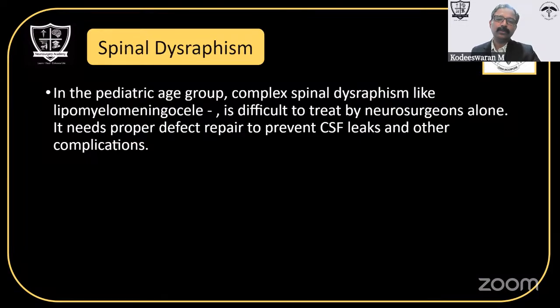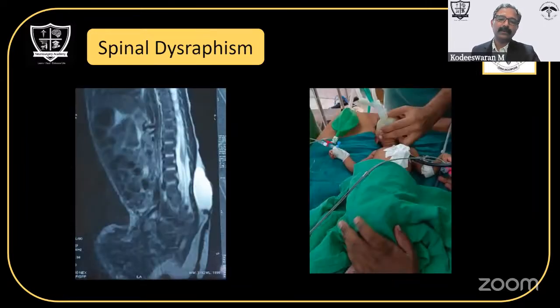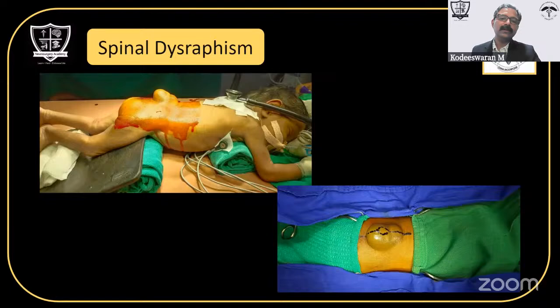In the pediatric age group, spinal dysraphism with lipomyelomeningocele is very difficult to treat with the neurosurgical team alone. So it needs proper planning in the pre-surgical time itself. We have to plan properly for the flap cover. Once you remove the lipomyelomeningocele or myelocele or meningocele, there will be a great dead space. It will be a very big dead space at this area of pathology, and it needs proper planning. This is one of our patients who had a myelocele at the back. This is the neonate, actually very few days after birth.